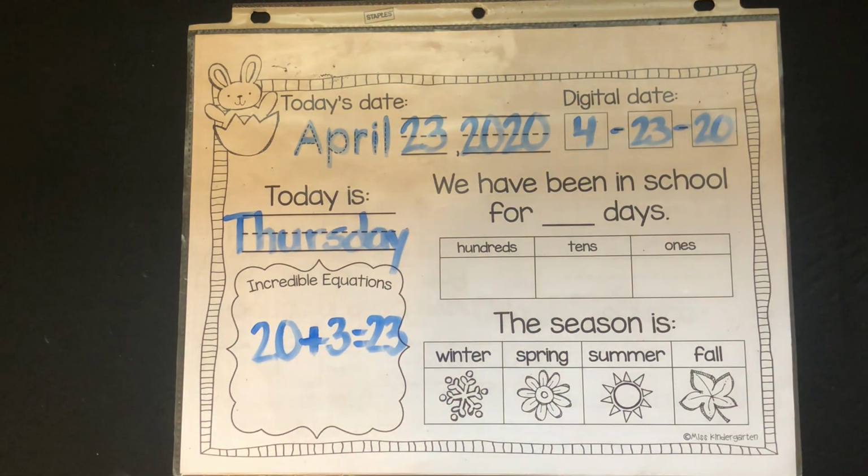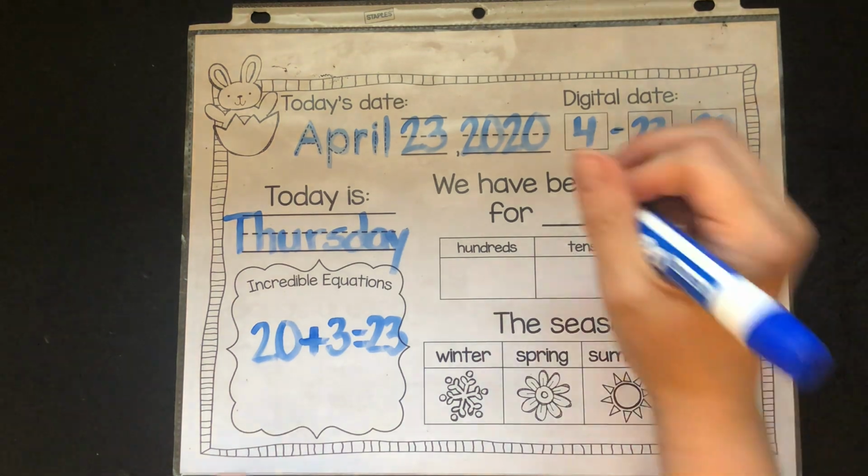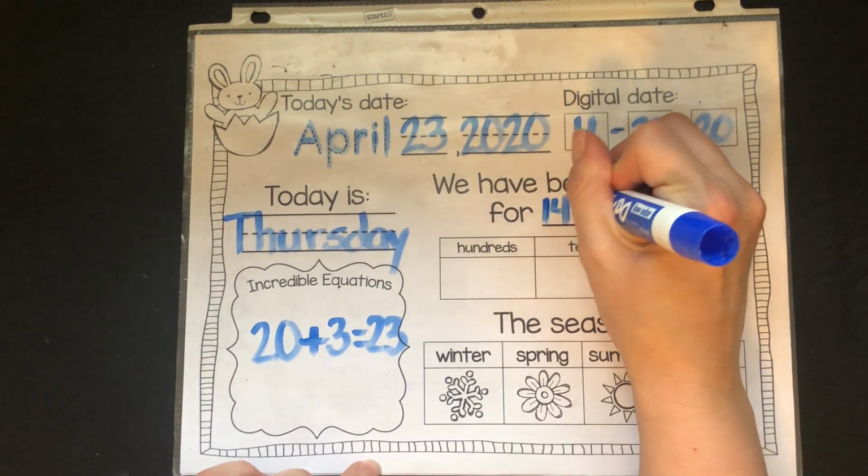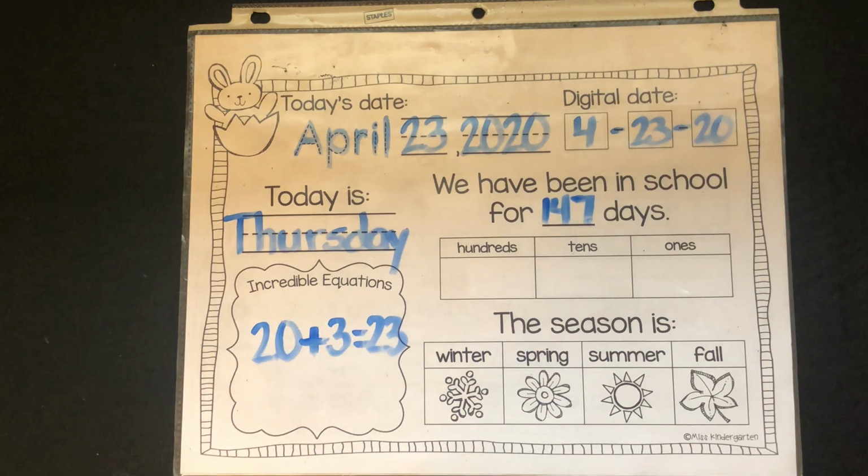What number comes after 146? Of course, 147. We're gonna take that number and break it, break it, break it, break it down. Take the number and break it, break it, break it, break it down. Take your number and break it, break it, break it, break it down.